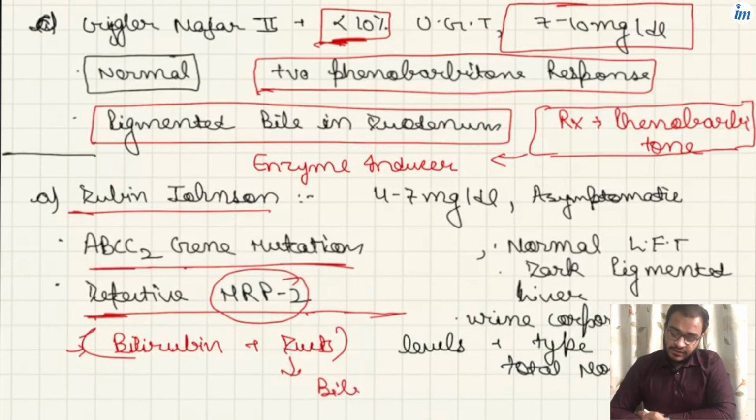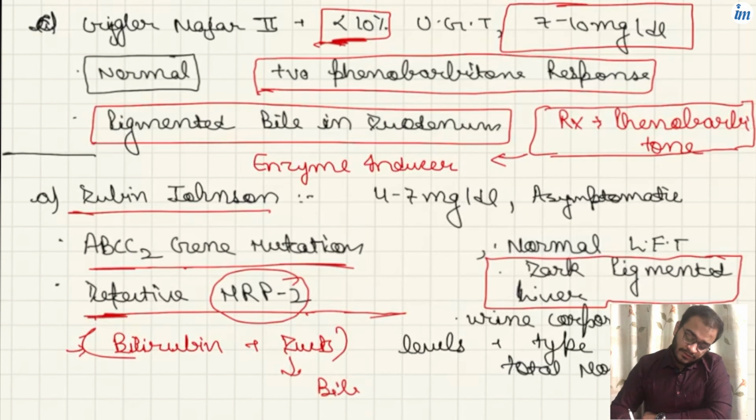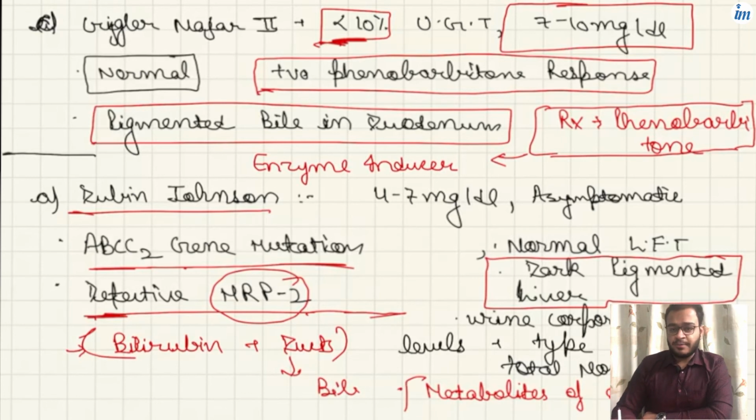Defective transport of bilirubin into the ducts and into the bile, right? When this is defective, we find a dark and pigmented liver. Why do we find the dark and pigmented liver? Because of the defective metabolites of epinephrine. Friends, we will understand this from the biochemistry point of view also, when the metabolization of epinephrine is defective in Dubin-Johnson syndrome.